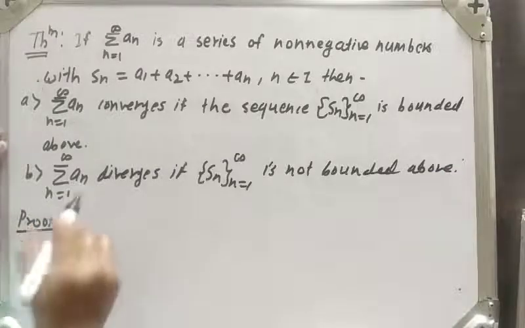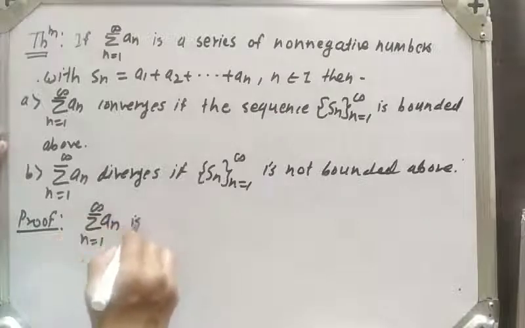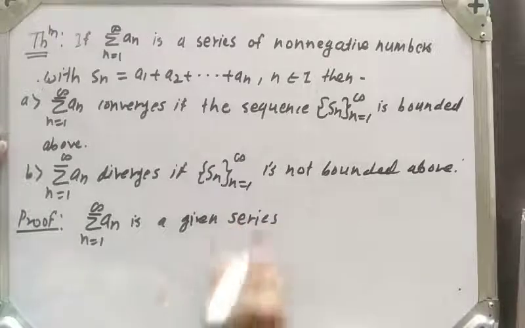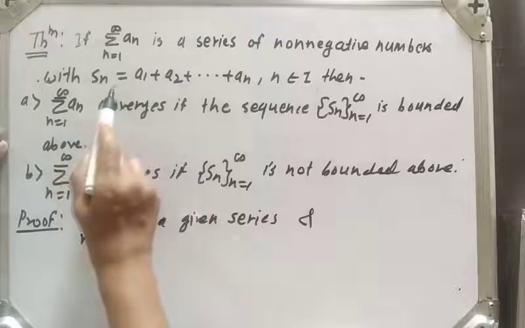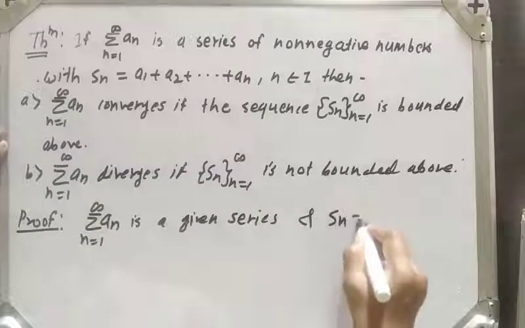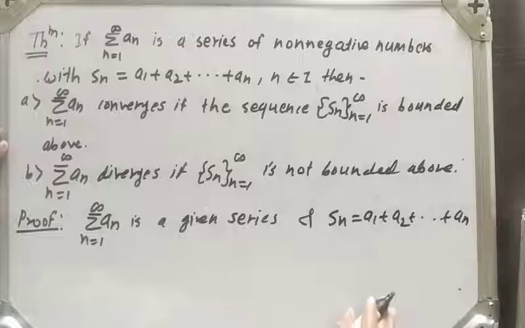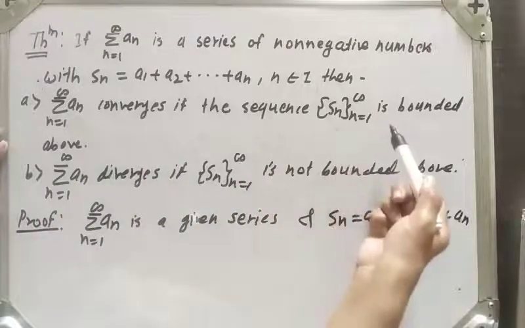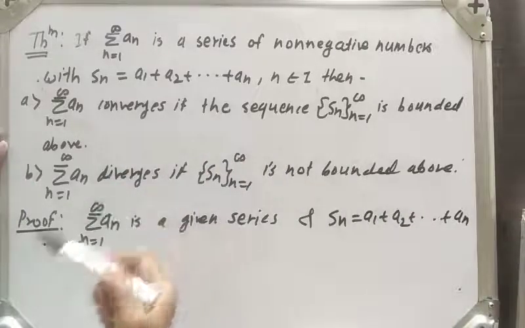What is given? Series an, n varies from 1 to infinity, is a given series. Okay, this series is given, and one more thing is given. Sn is what? Partial sum of the series, and Sn is equal to a1 plus a2 plus up to an. What we have to prove in A? If this sequence Sn is bounded above, then the series is convergent. If sequence Sn is not bounded above, then the series is divergent.